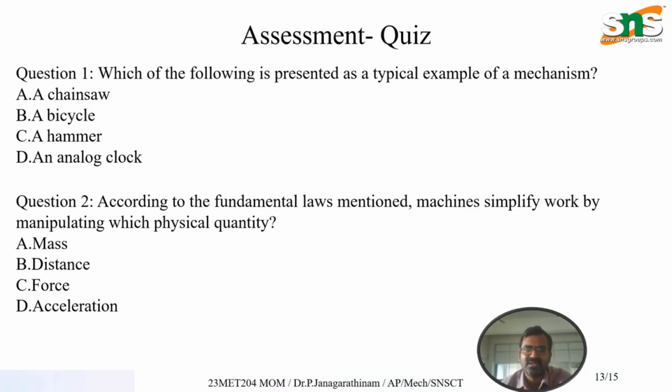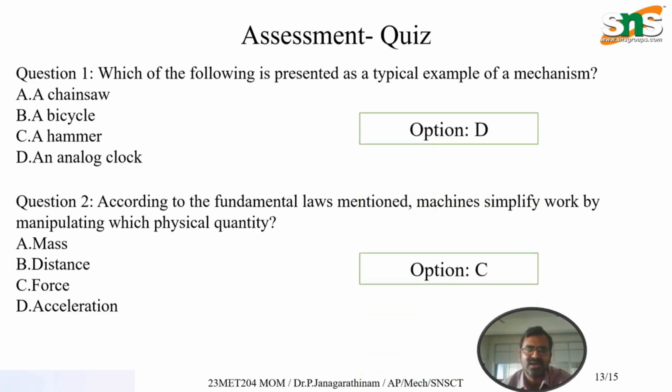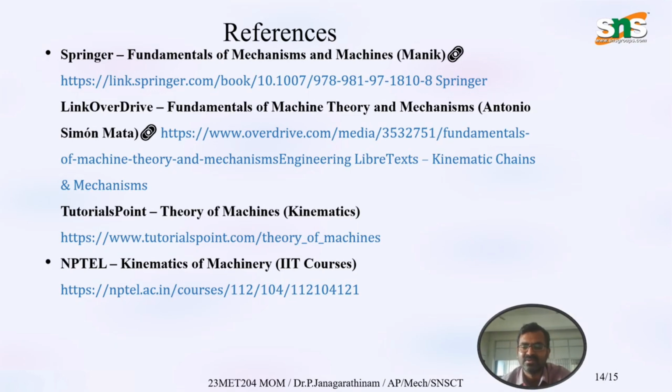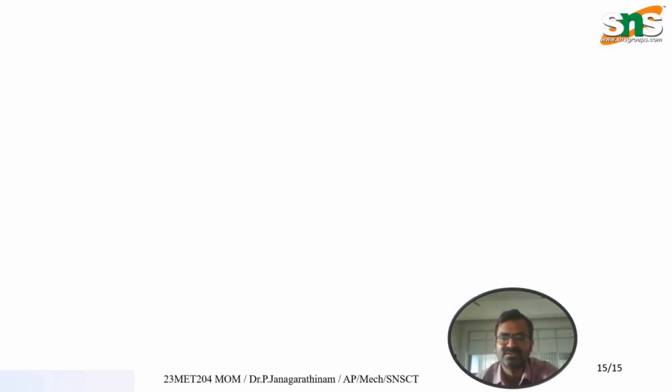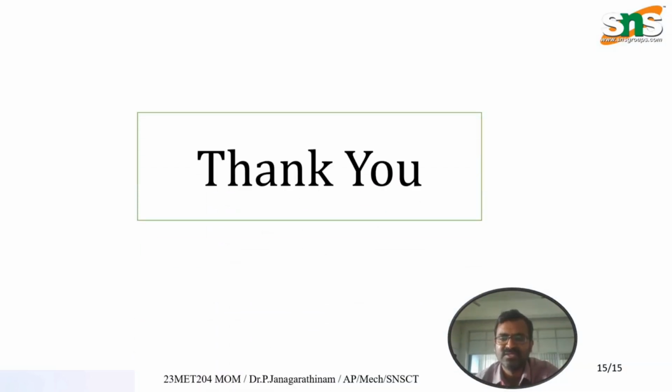Which of the following is presented as a typical example of a mechanism? We discussed bicycle, chainsaw, and camera, which are all machines, so the question asks for the mechanism: an analog clock is a mechanism. And according to the fundamental laws mentioned, machines simplify work by manipulating which physical quantity? It can be calculated as force, which is equal to mass into acceleration. These are some of the references we can follow to make notes for mechanics and mechanisms.